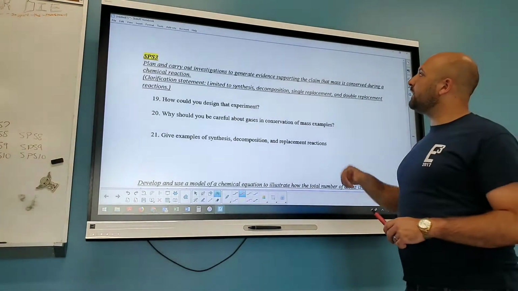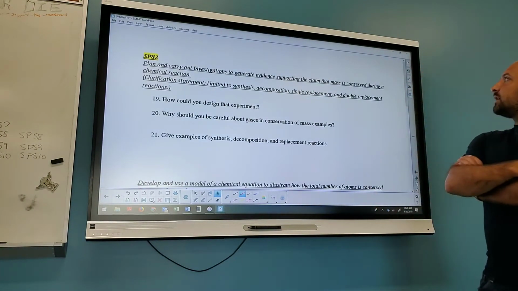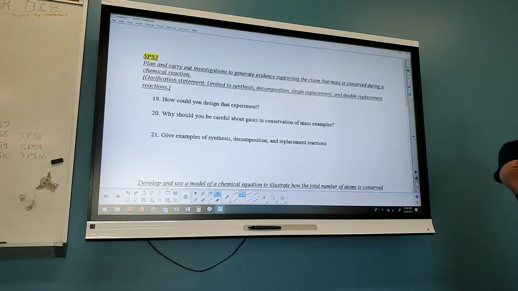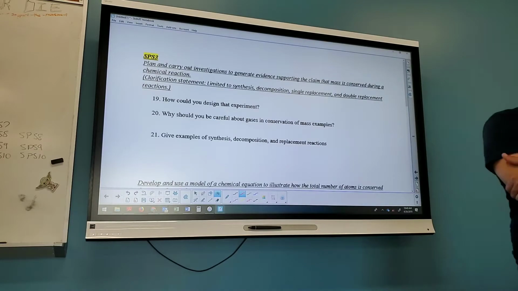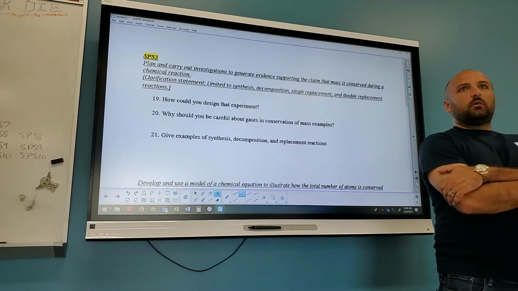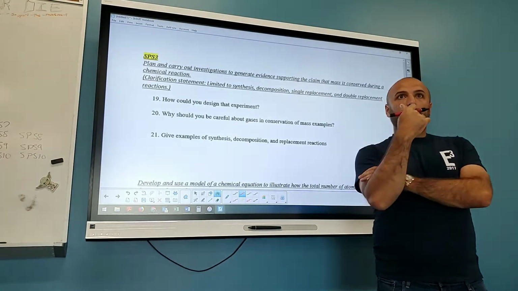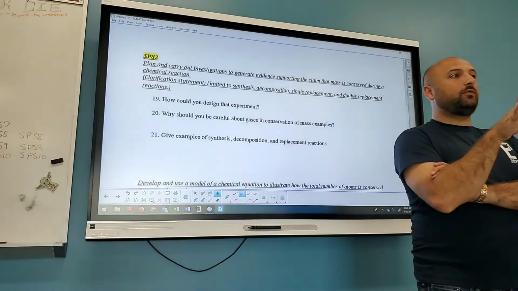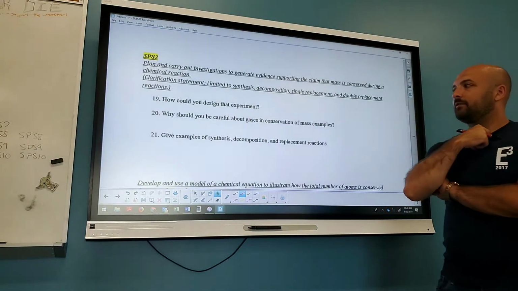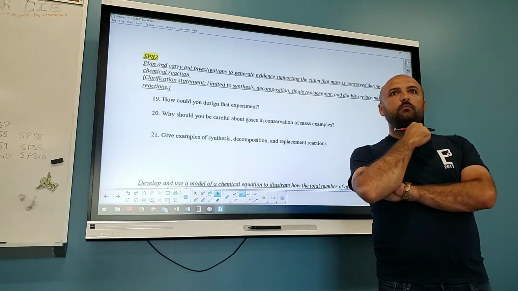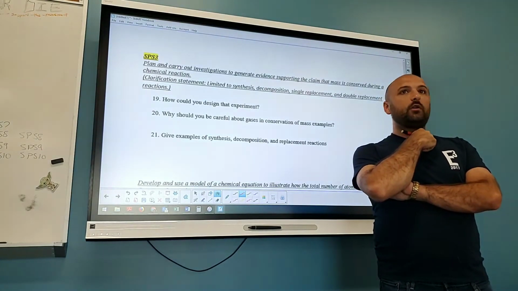Now, plan and carry out investigations to demonstrate the conservation of mass. So in any experiment for conservation of mass, what's the general outline? What do I have to do? Measure the mass before and after. That's straightforward. Now, what would you have to be careful about with gases? Keep them in a closed container so they don't escape.